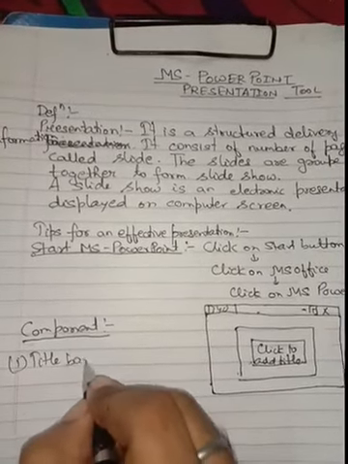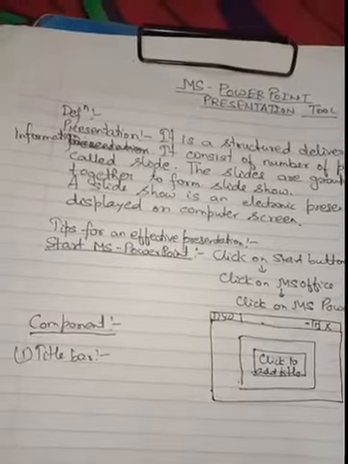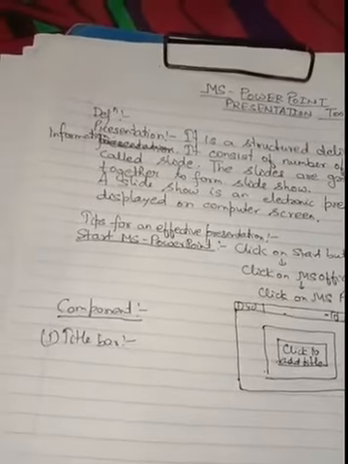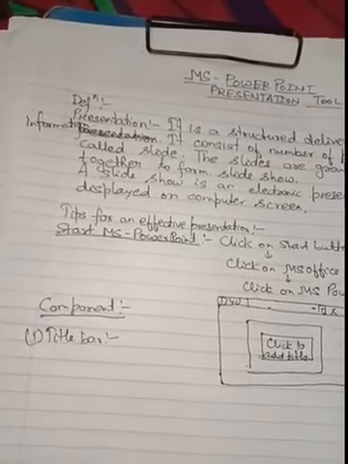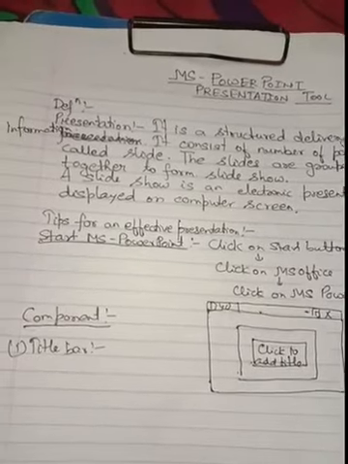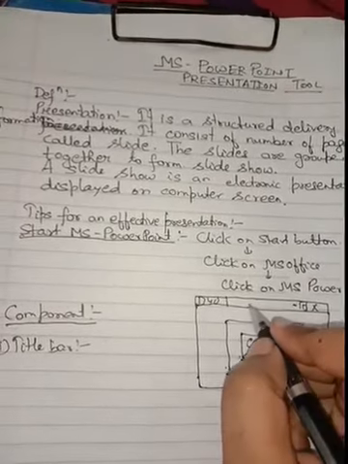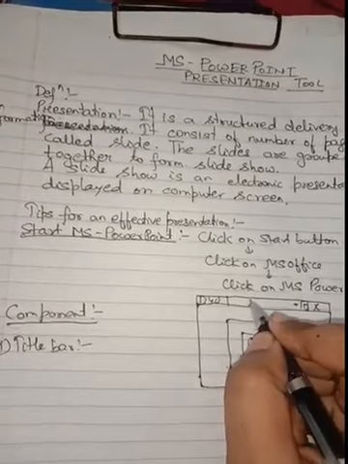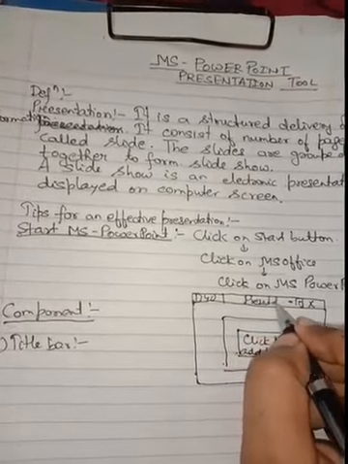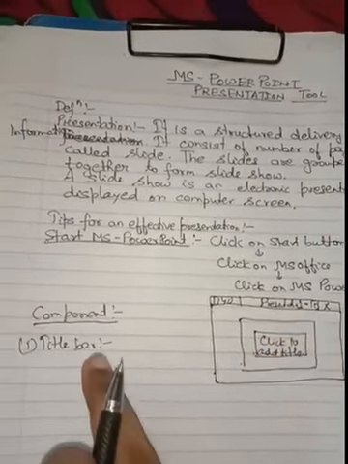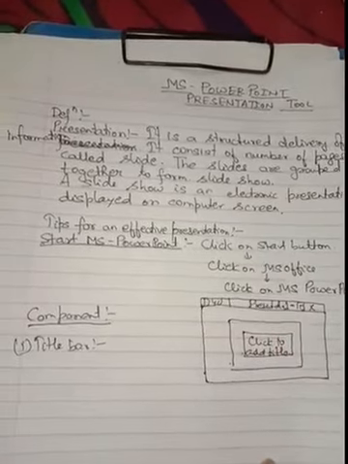We have discussed the title bar in MS Word and MS Excel also. It is located at the top of the window and shows the name of the file which is currently open. So the title bar displays the name of the file which is currently open.